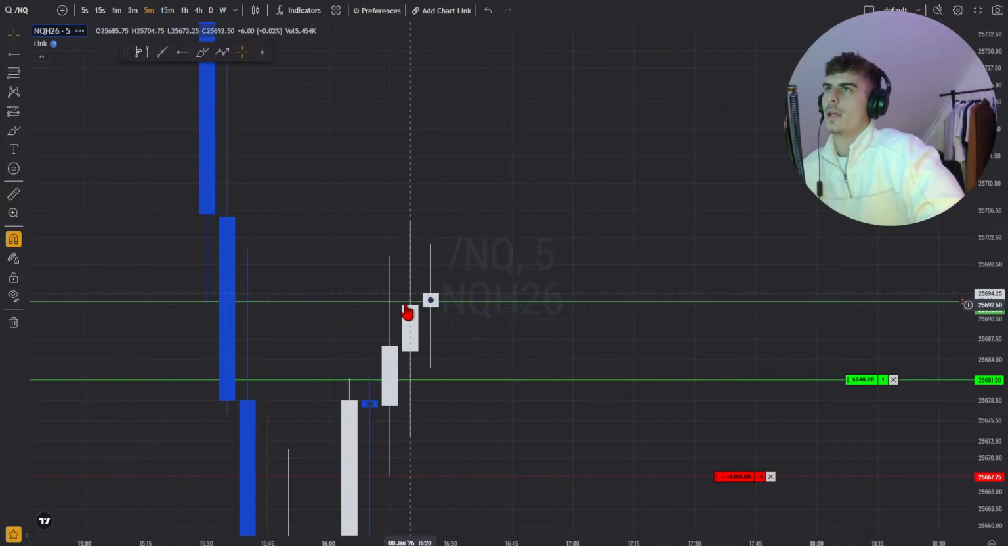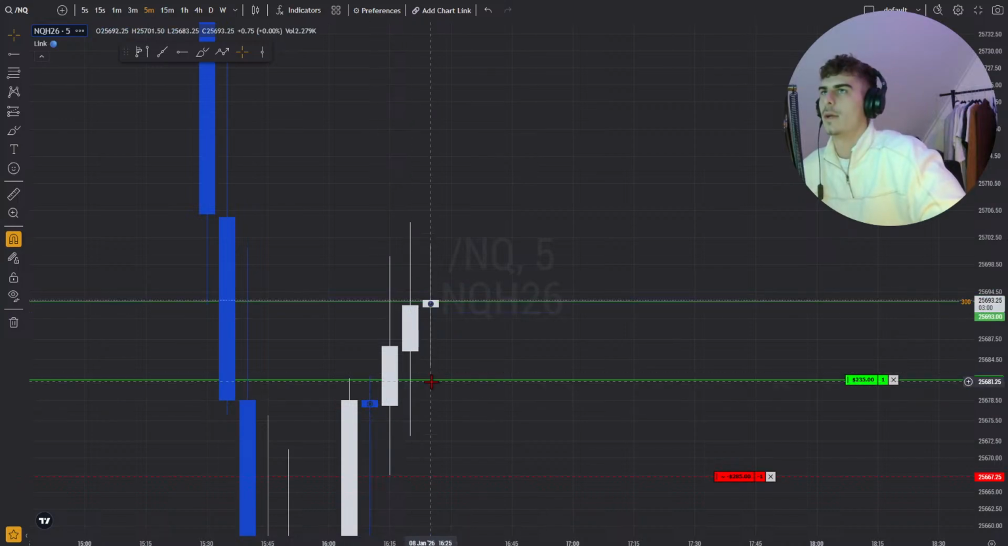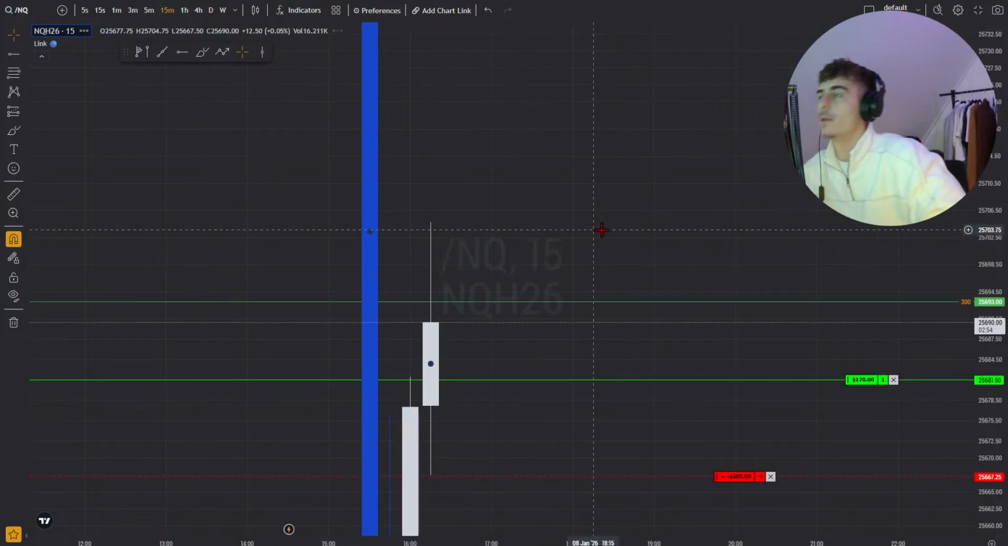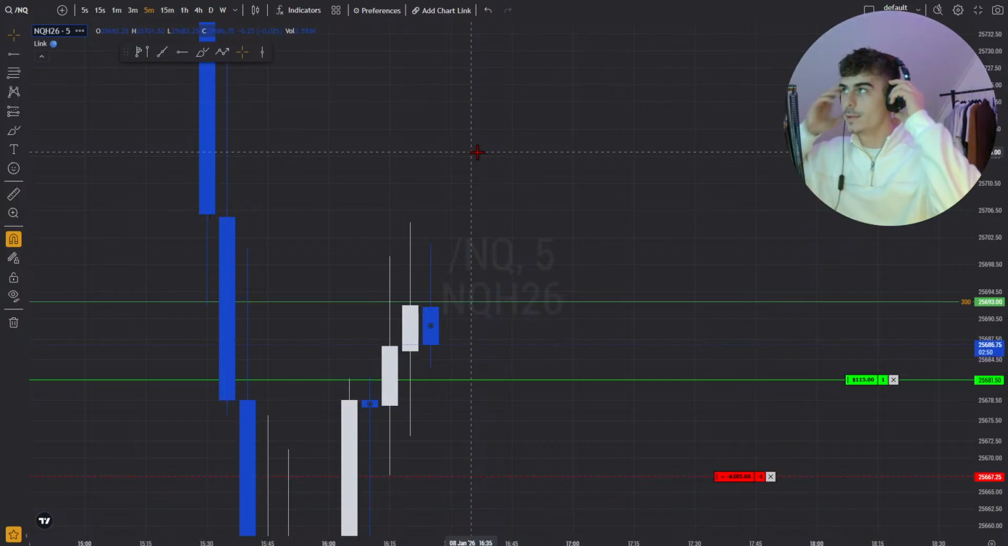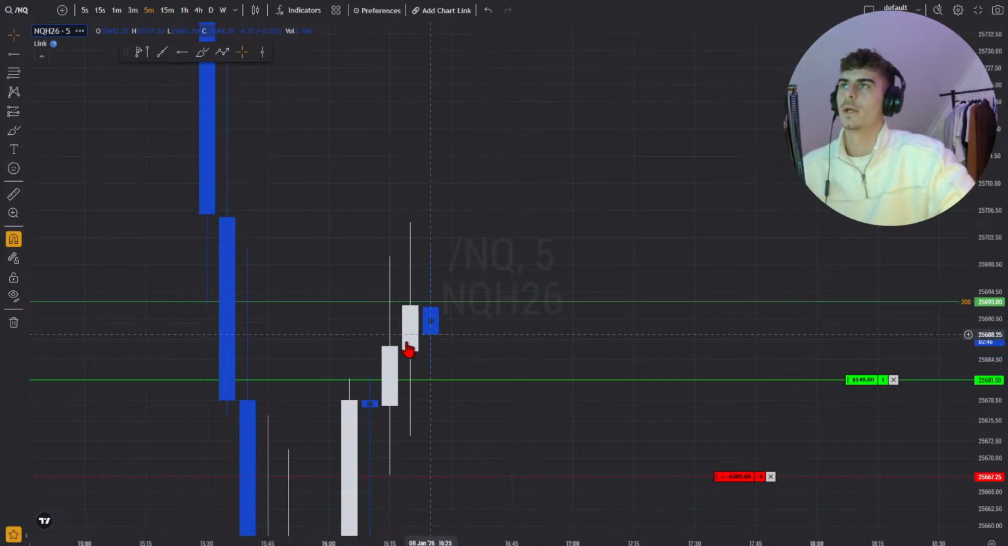Kind of want to be break even now because I wanted to push over, but I don't want it to hit this 5-minute level and then move up and stop me out. So I'm just gonna wait for a little bit. Patience is key, even though I'm in drawdown for today.